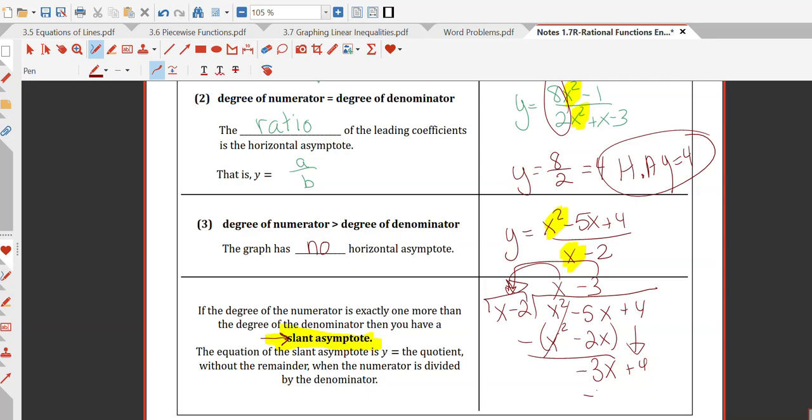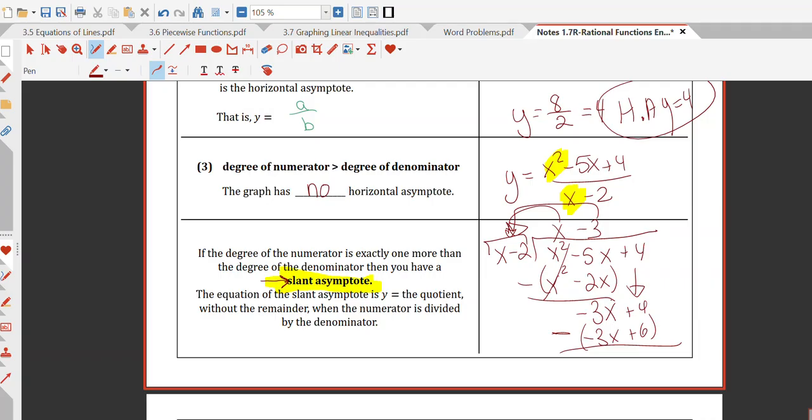Multiply that by the outside. And then we're going to subtract. And what we're going to end up getting is those cancel out, and we get negative 2. And remember, this is your remainder. We kind of disregard the remainder, though, on the slant asymptote. So the slant asymptote would be at x minus 3.